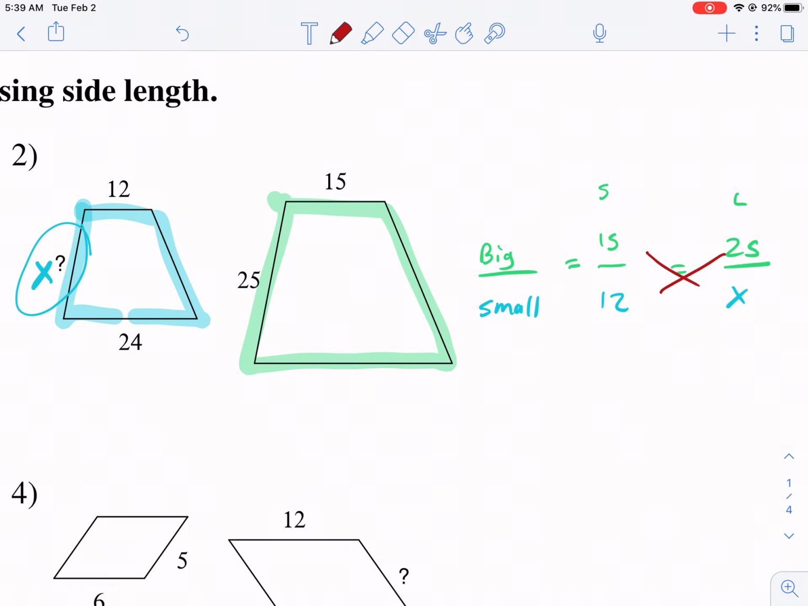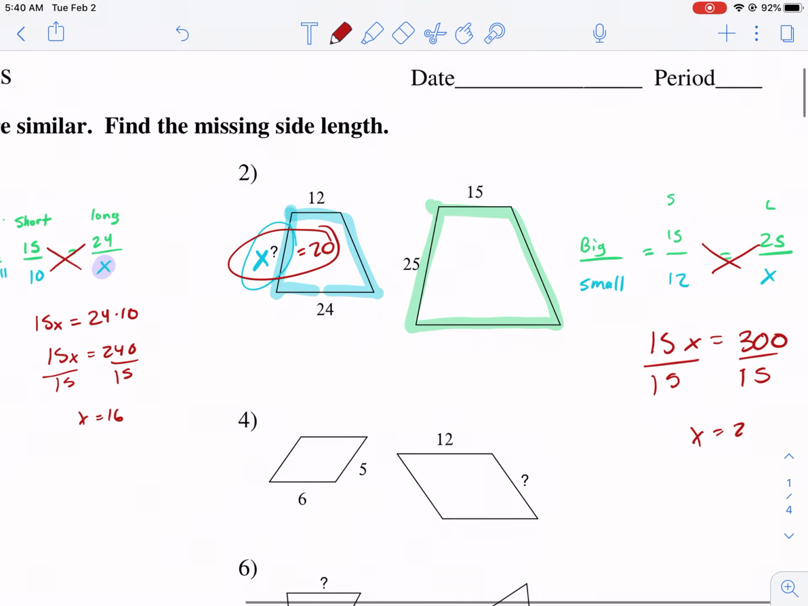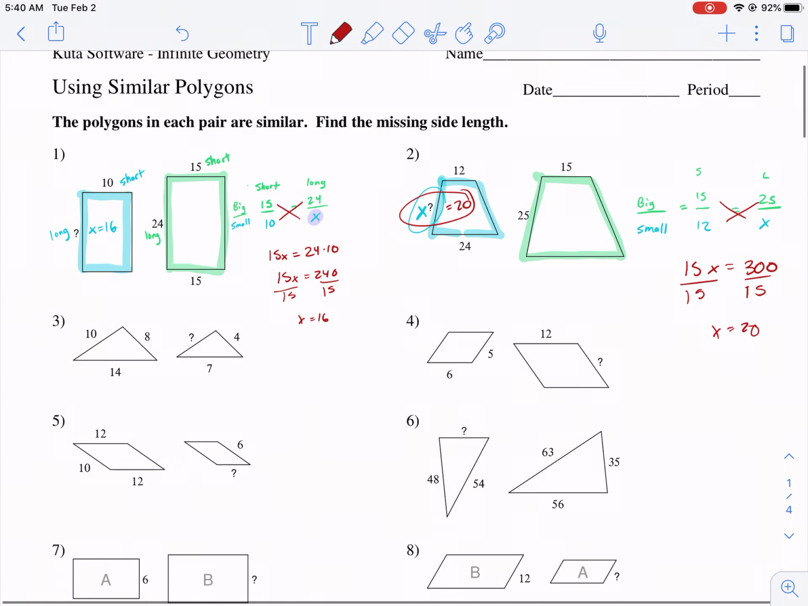So now we cross multiply. We get 15 times x again, and then we get 25 times 12. And that gives us 300. So now we have 300 divided by 15, and that gives us 20. So x equals 20. So technically that isn't the longest side, but again, we just called it the longest side just for organization purposes, 20. This is how it's going to go for all of these.